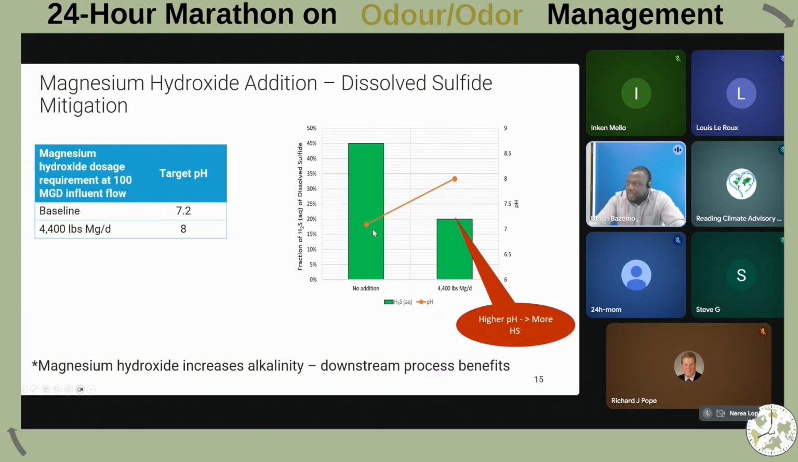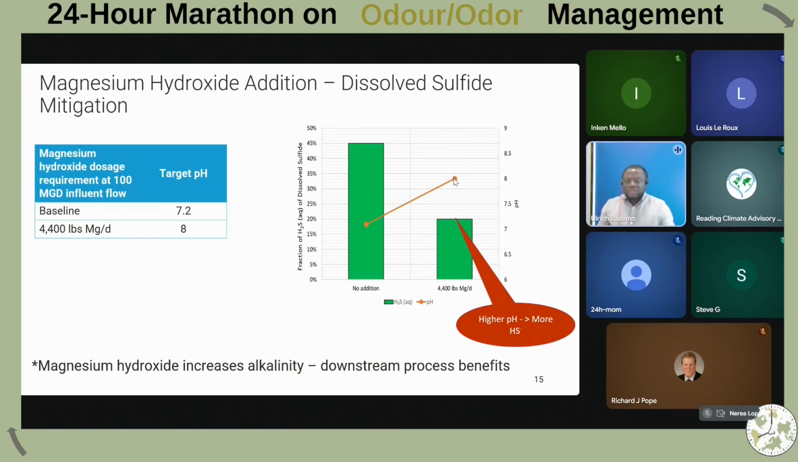This is the result that we got. At no addition, about 45% of the sulfide in the wastewater is in the fraction that can go to gas phase. And if we increase that pH to 8, we're able to reduce that 44% fraction down to about 20%.